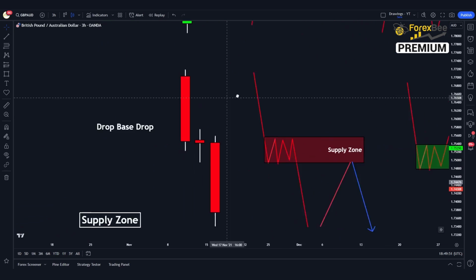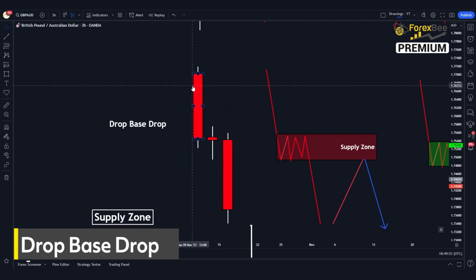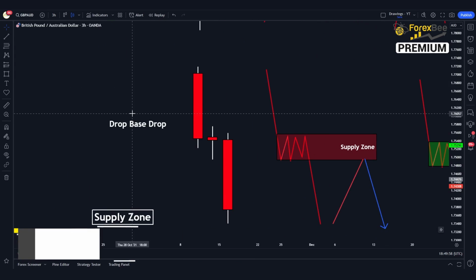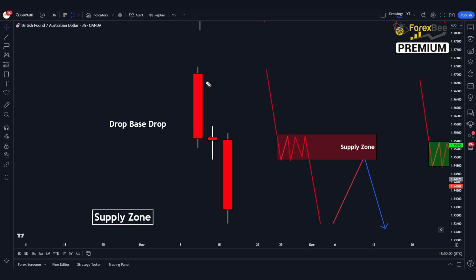So in drop-based drop supply zone, the first candle is a big bodied bearish candle. First, let's focus on what drop-based drop means. Drop means the first candle will be a big bodied bearish candle. Then there is this base region here, which tells us that there is this ranging market structure. And again, the last candle will be a drop candle, that would be a big bodied bearish candle.